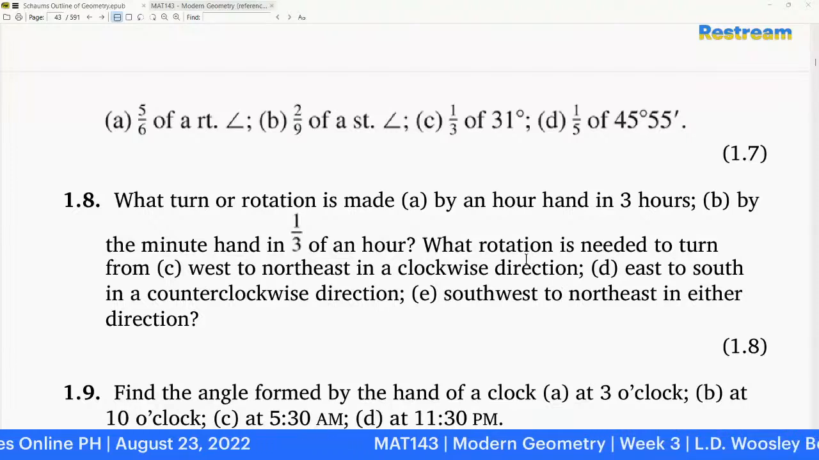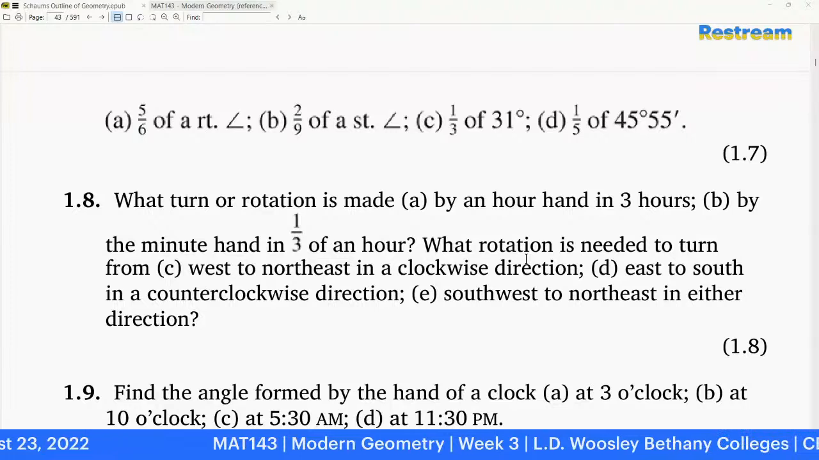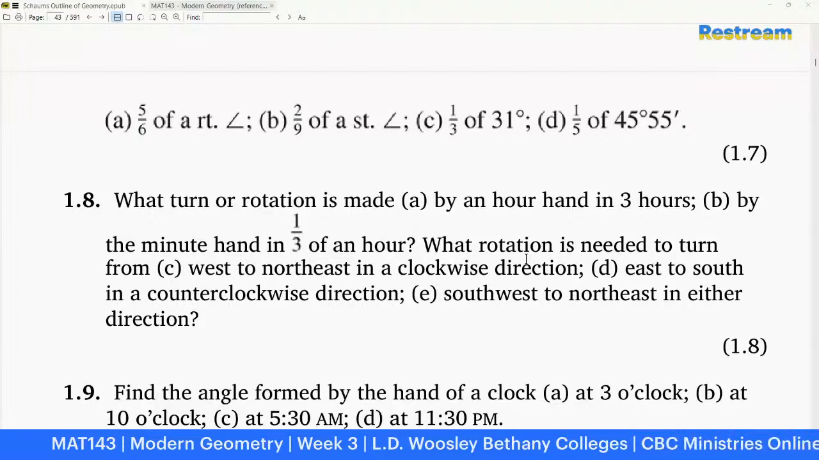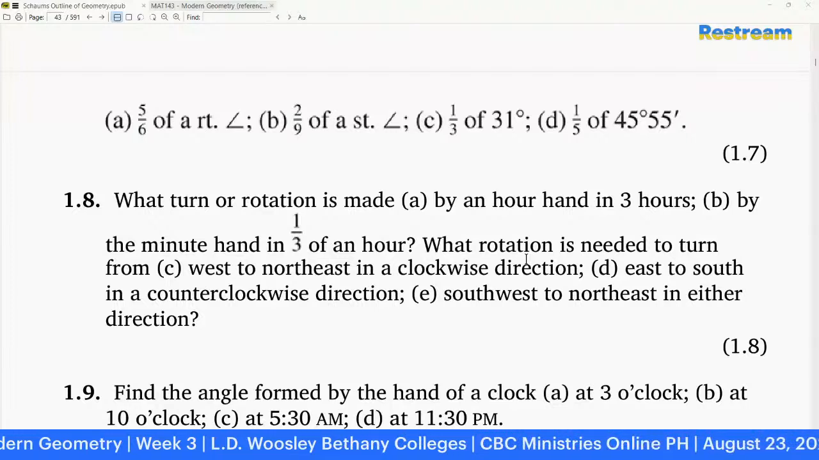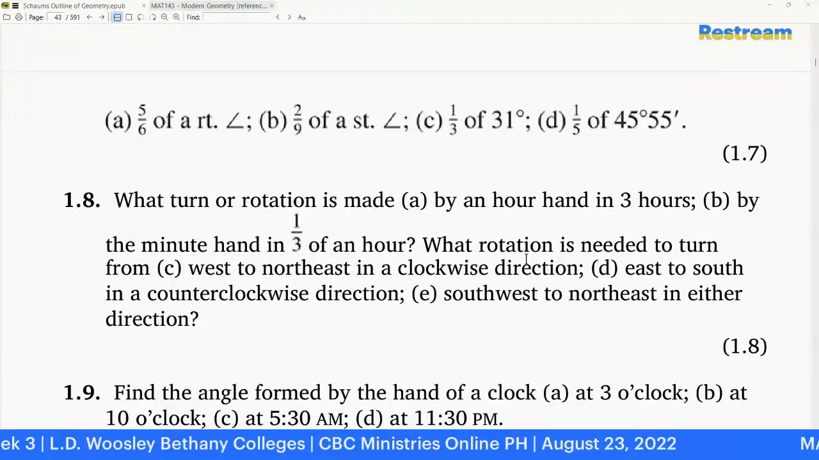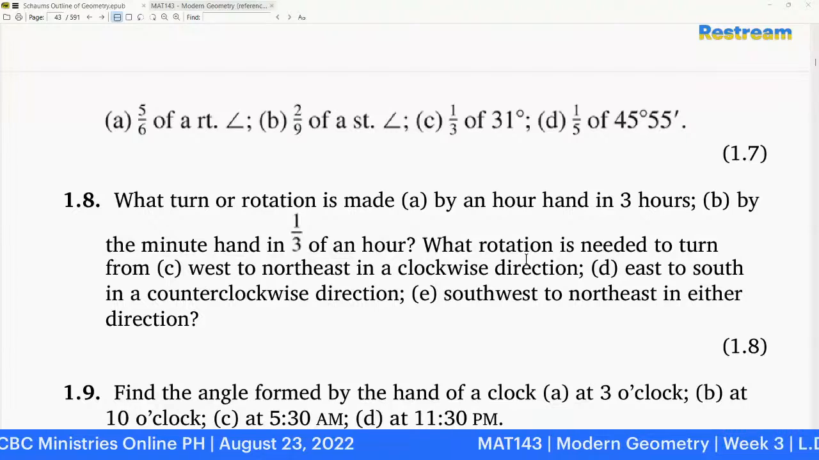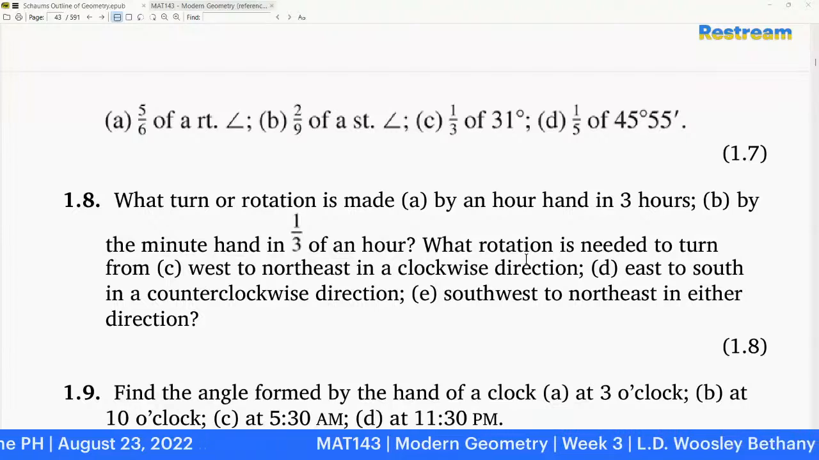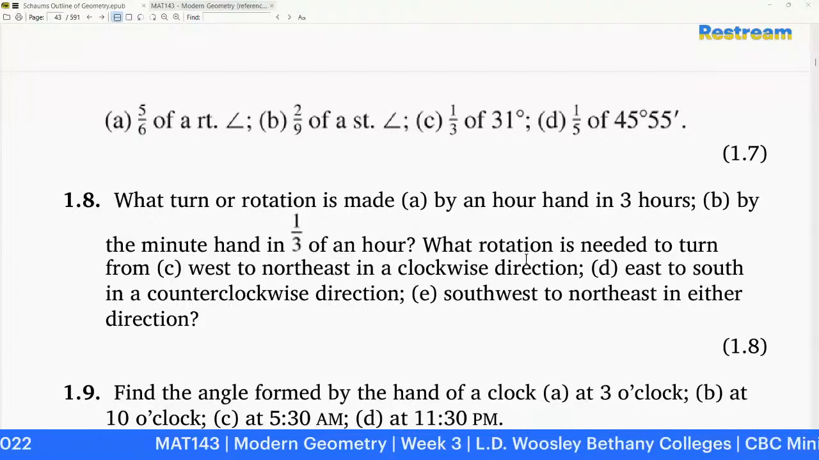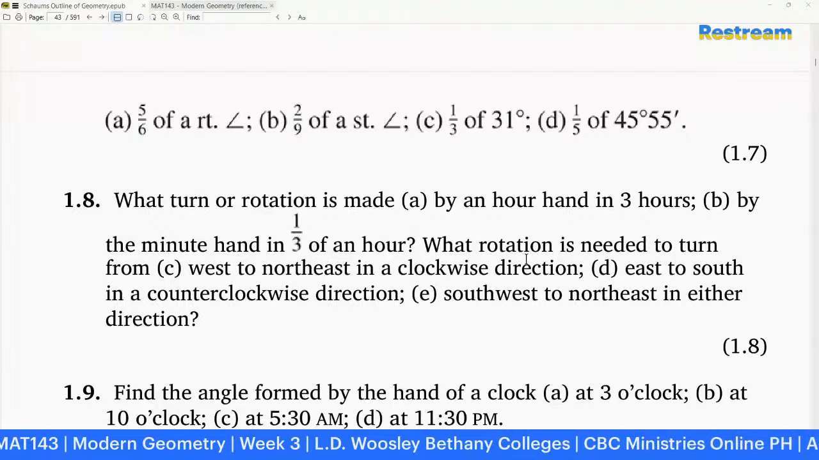Pina-counterclockwise, sir. Oh. Yan, may dumating na dokumento. O, pipirmahan pa to. Okay, mamaya na to. Pagkatapos ng session natin.